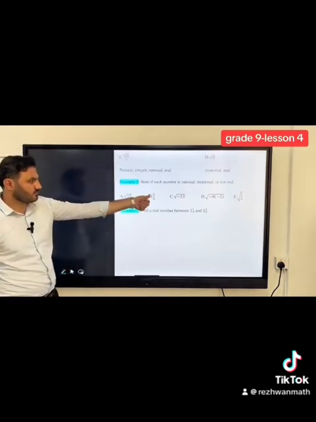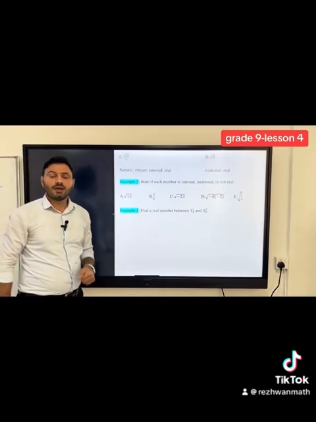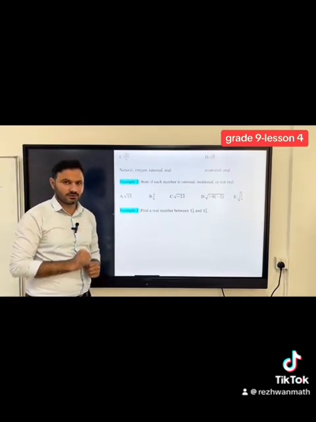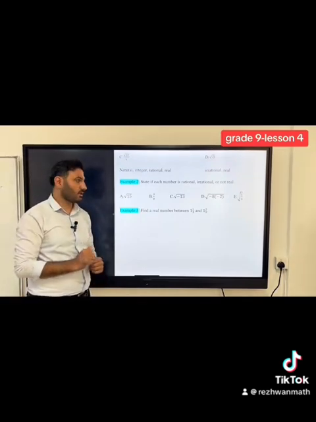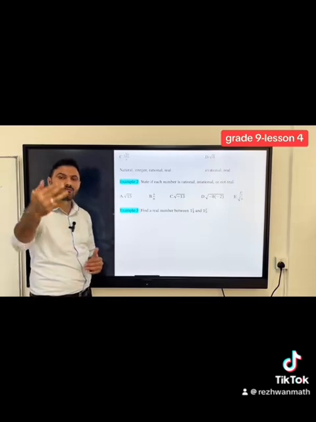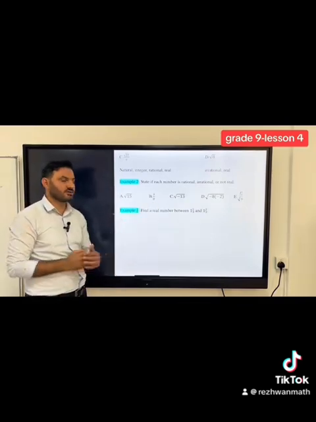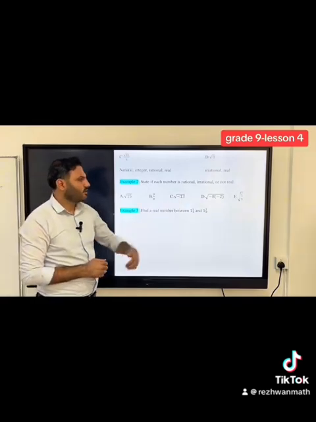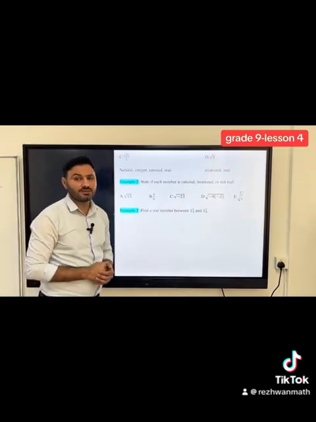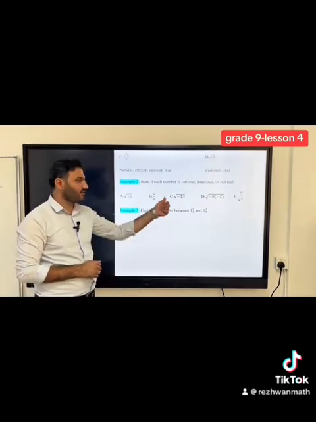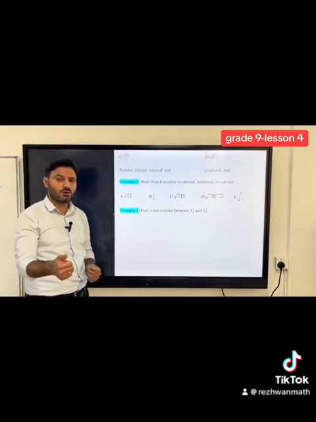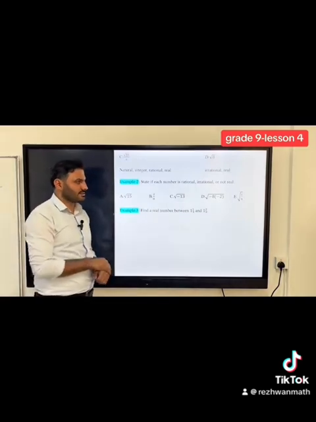And we have 3 over 0. I explained, we said if we have a number over 0, it's not real. So 3 over 0 is not real. And the square root of negative 13, because we have a negative number inside the square root, so it's not real.